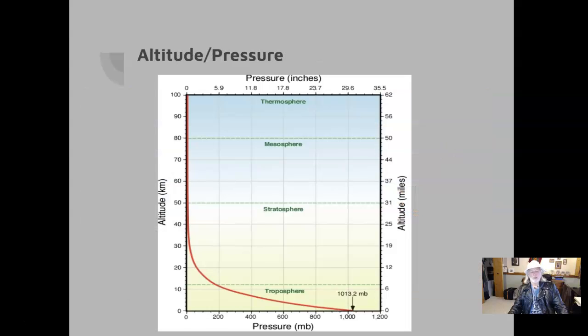Altitude and pressure, we talked about, and you also graph this. As you go up into the atmosphere, pressure will decrease farther away from gravity, therefore the molecules can spread apart, and that's also why you get a decrease in temperature also.